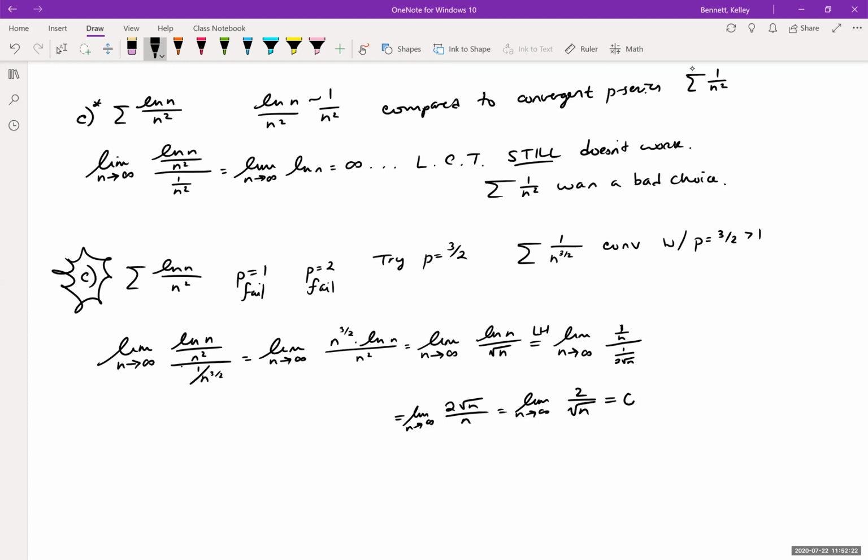And this is 0. And I'm like, okay, wait, now I've totally forgotten all the rules. But actually, this is good. So remember, if we're comparing it to a convergent series, and a p-series with 3 halves, that's a convergent series, it's okay to get 0. We either need a finite non-zero, that's condition 1, or we need 0. So we conclude that ln of n over n squared converges.